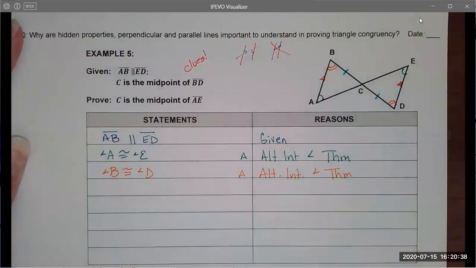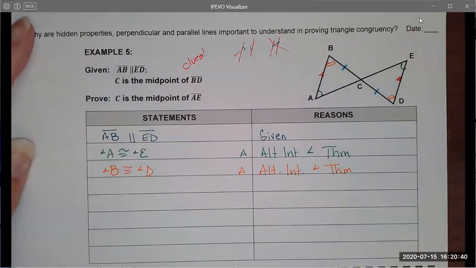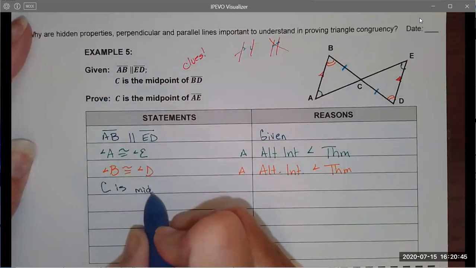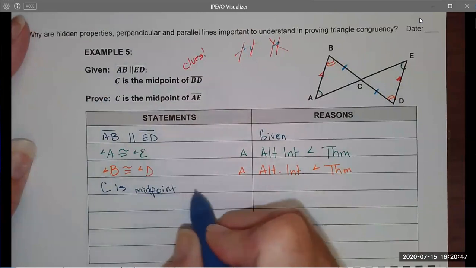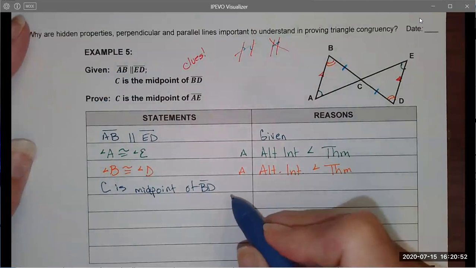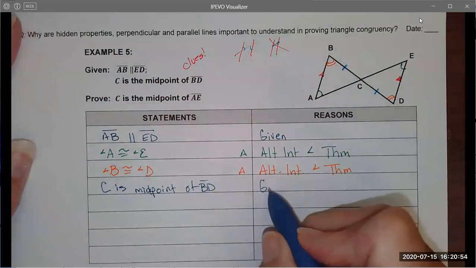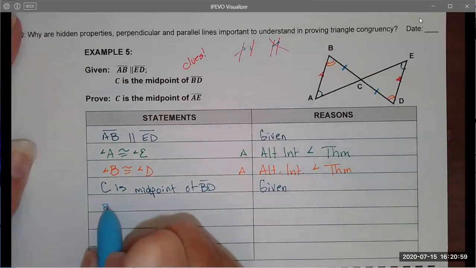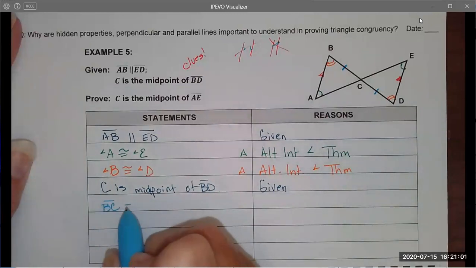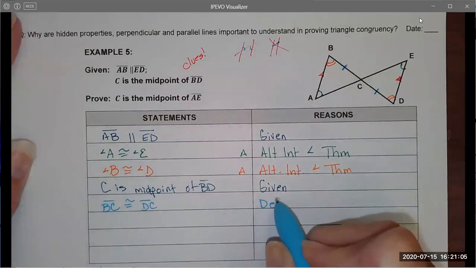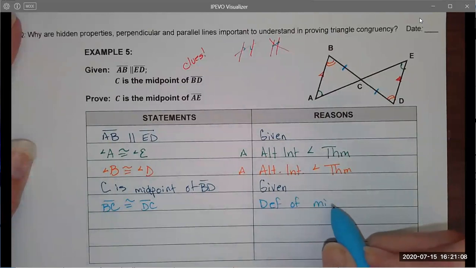And then the last thing I'm going to look at is this particular hint that I was given, which is that C is the midpoint of BD. That is a hint, a clue. It's not actually a congruence. It was given to me. But from that, I can say that BC is congruent to DC. And for that, I'm going to use the definition of midpoint to justify my statement.